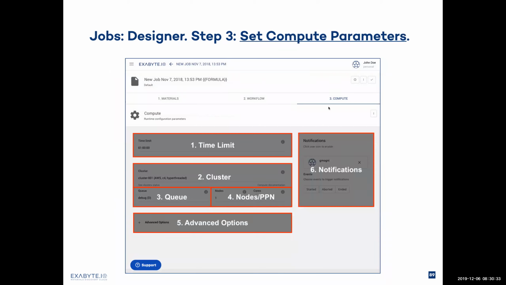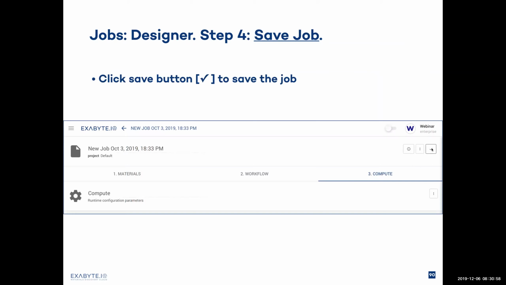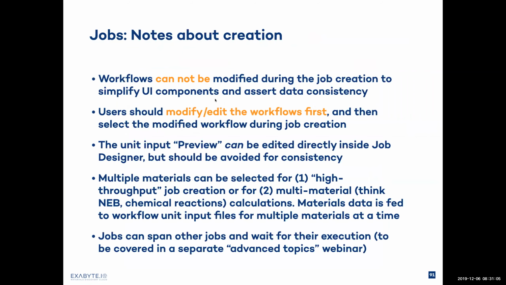The last step is to set up the computational parameters, and this is a separate topic for discussion: how to choose the computational parameters for what calculations and what's the logic for it. In this case, we'll just keep them by default. By default, we're using the debug queue, so 1 core and 1 node as well. Then we click on the Save button that looks like a check mark to save the job. And then we're done, the jobs are created.